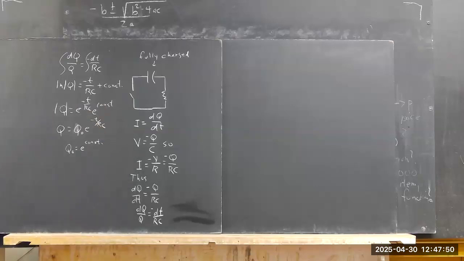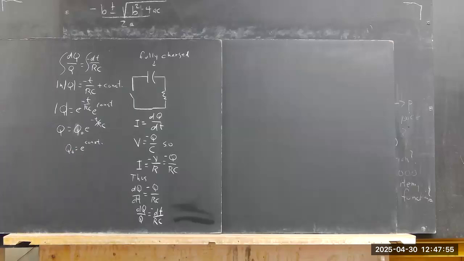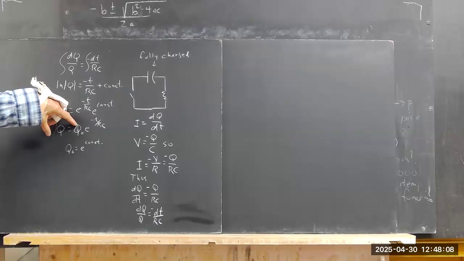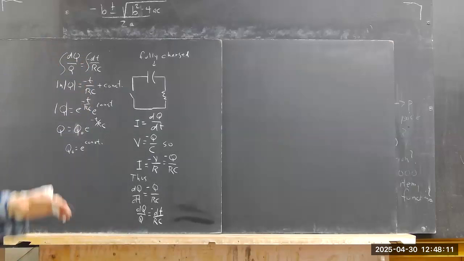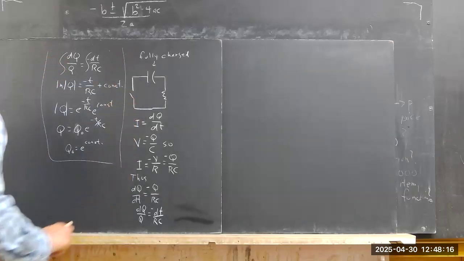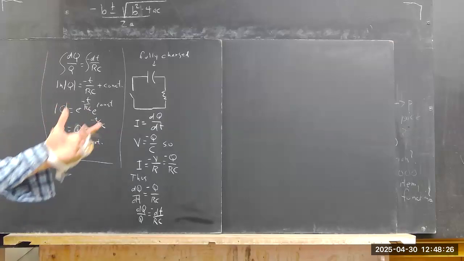The constant is an arbitrary constant, could be any number. So e to any number could be any positive number. If the absolute value of Q equals this, I could have an absolute value here, but taking away the absolute value, that allows Q naught to be positive or negative. Something you should be familiar with. So right there is the equation for the charge on this circuit.